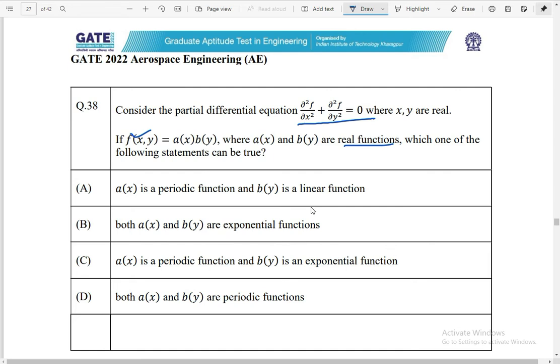In these options, a(x) and b(y) are mentioned. If a(x) is a periodic function and b(y) is linear, we put them here and solve, putting f in the second derivative, and it must be equal to 0. If it is not equal to 0, this is the wrong option. If it is valid, it must be equal to 0. Okay, let's try this one.